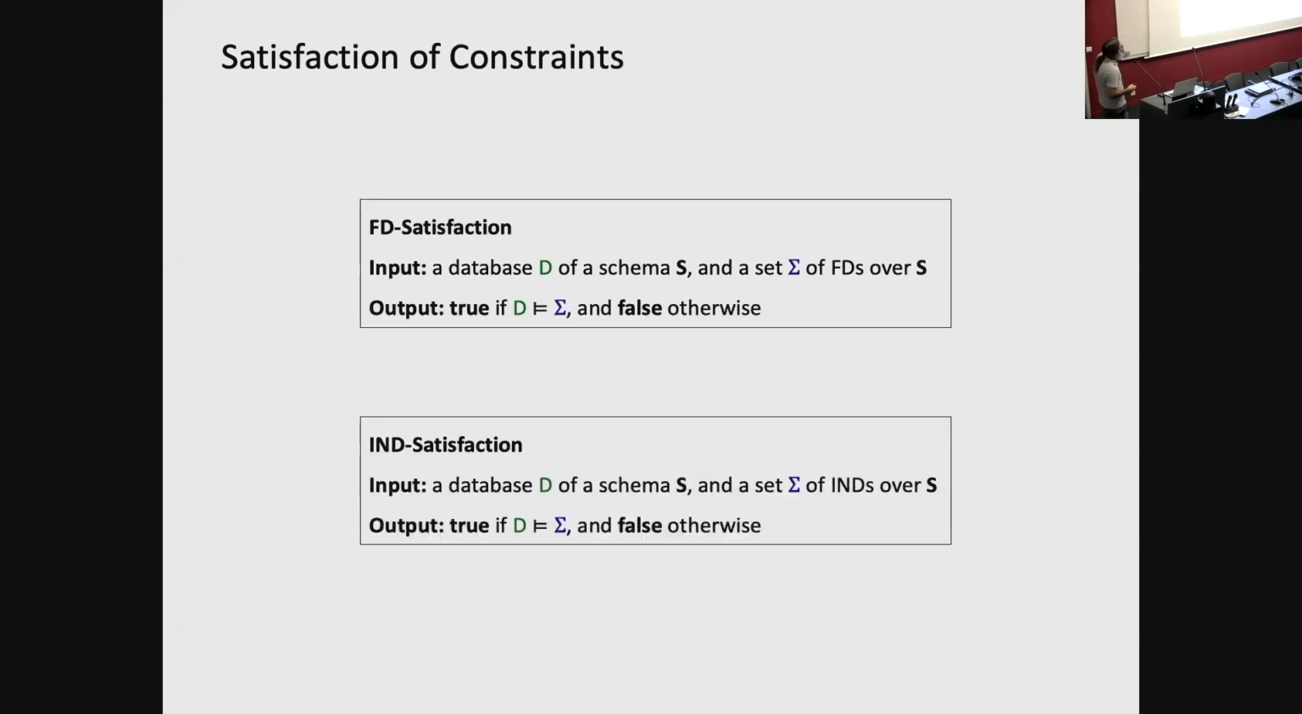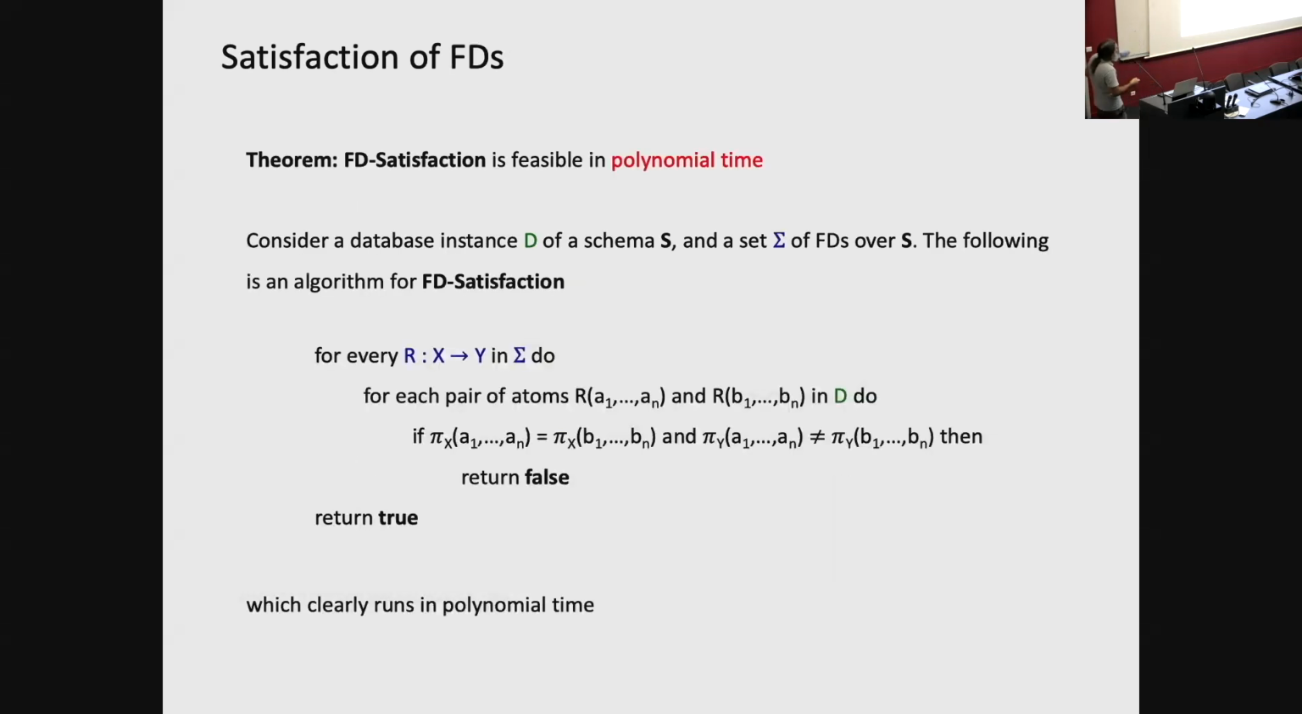So, I think if I give you now 2 minutes, or even less than 2 minutes, you will figure out how to solve this problem easily, right? Just implement the semantics. You don't have to do much. In the case of functional dependencies, we can easily show that this is feasible in polynomial time. How? Just do the following.